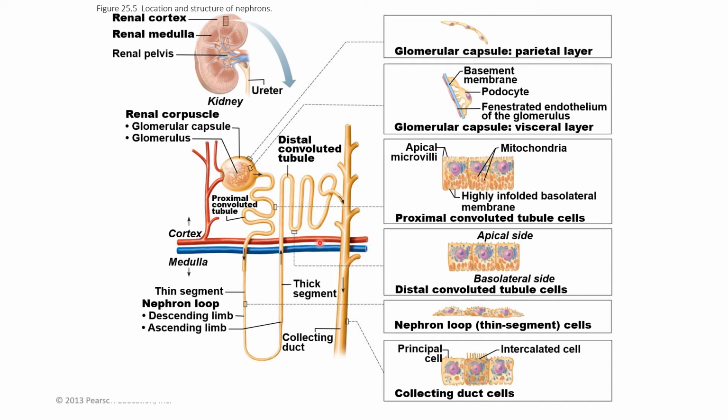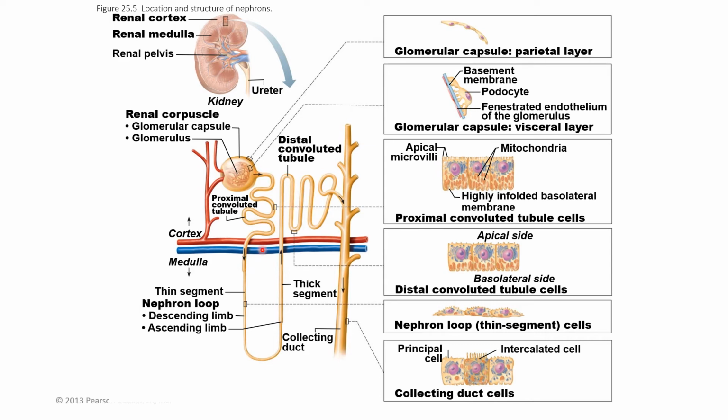So the first step of urine formation is filtration, which will only happen within the glomerulus. The second step is reabsorption, where you are reabsorbing almost 99% of your filtrate and returning it back into your bloodstream. And reabsorption can happen within the proximal convoluted tubule, the nephron loop, the distal convoluted tubule, and the collecting duct. Now, the third step of urine formation is secretion.